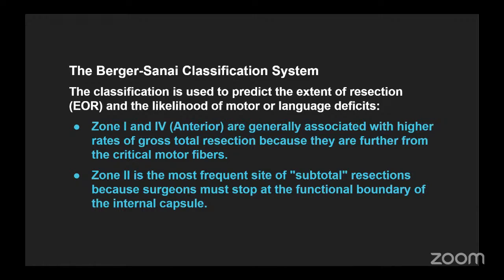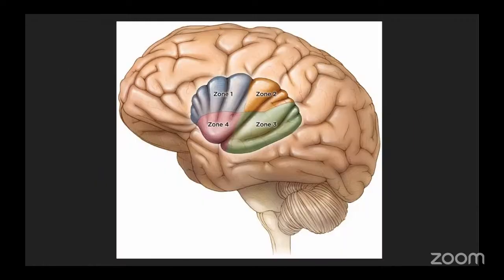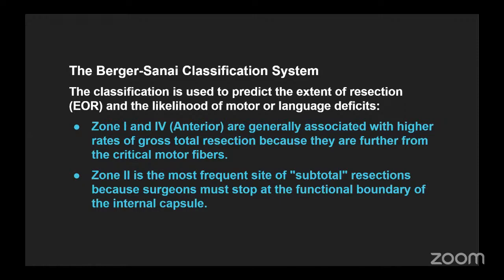Zone 1 and 4, if you look at it again, are easily accessible because they are in the initial portions of the posterior ramus of the Sylvian fissure. So the extent of resection is a lot higher in zones 1 and 4, whereas if you compare it with the posterior zones, the extent of resection is comparatively lesser because the access is less. There is only a certain amount that you can retract. Zones 1 and 4 have higher rates of GTR. Zone 2 is the most frequent site of subpial resection because there is internal capsule just underneath it.